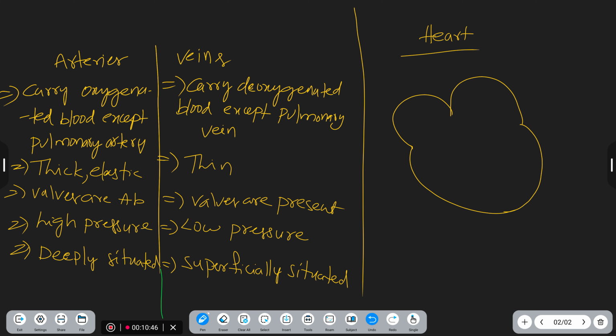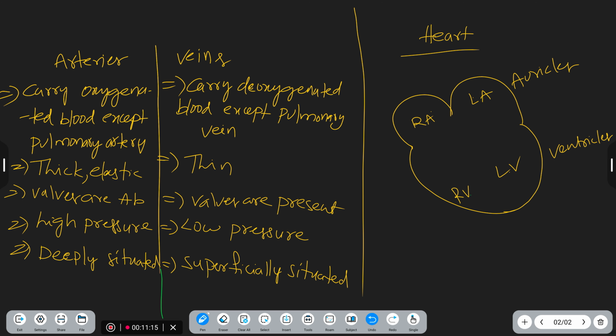So four chambers. So what is this? Right atrium, right ventricle, left atrium, left ventricle. Understood? So here these two we can say auricles, and these two are ventricles. Understood? And here they can ask what are the differences between auricles and ventricles also.